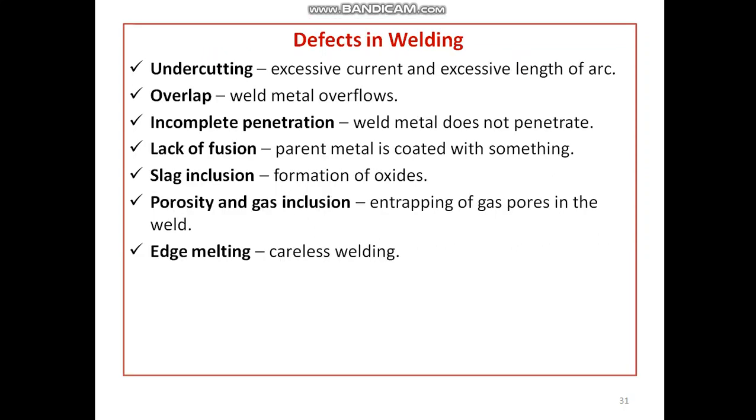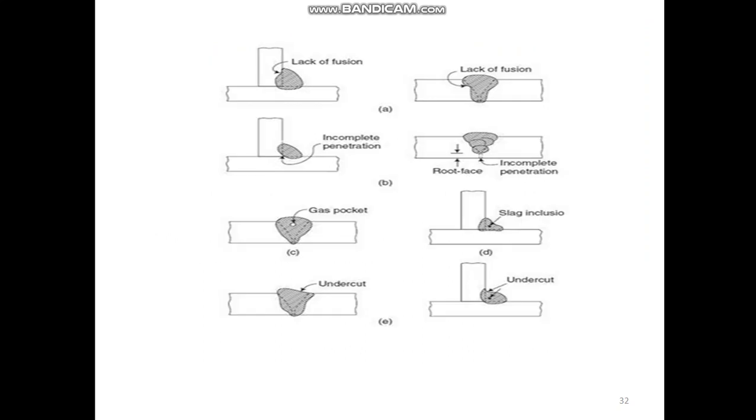Now let us see the defects in welding. Sometimes they ask in the exam. There are about 6 to 7 defects. First one is undercutting. Undercuts are formed because of excessive current and excessive length of arc. They result in the formation of a groove in the base metal. An undercut will look like this. This is an undercut.